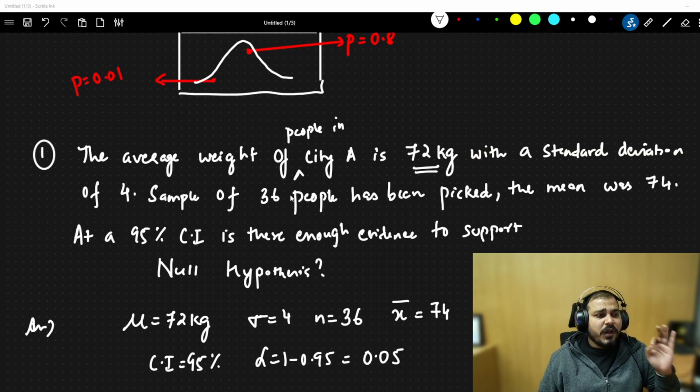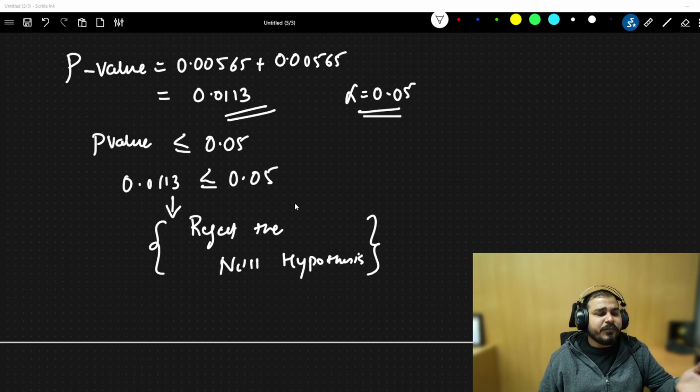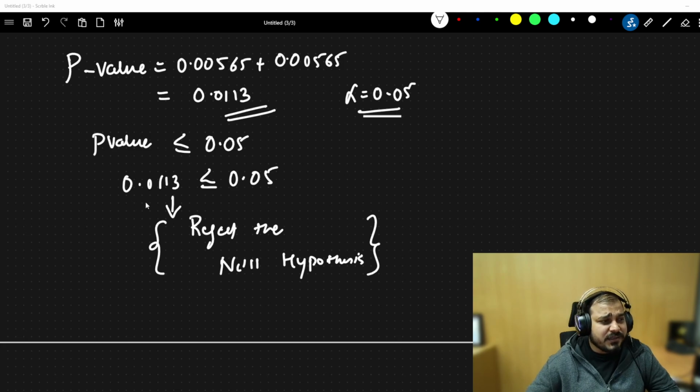In front of you, I've given an example. I'll solve the problem. This basically indicates that the probability is less than 5%. It's less than this. This is the probability, which is less than the significance value to support the null hypothesis. So we have to reject it. So we are rejecting the null hypothesis, right?